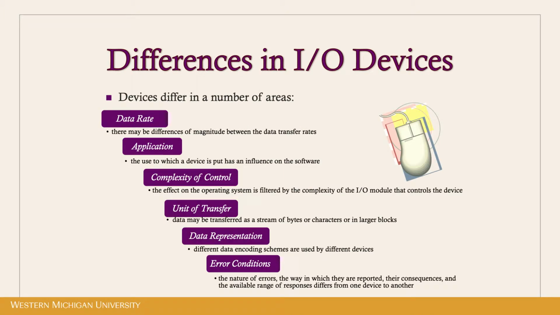Now, there are several differences in I/O devices, and they differ in a number of areas. Data rate, the kind of application they use, the complexity of control. A mouse is very simple. Disk I/O, maybe not so much. The unit of transfer: are we talking a stream of bytes, characters, larger blocks? Data representation: we use different data encoding schemes for different devices. And we have error conditions. What kind of errors do we run into? How are they reported? What kind of consequences do they have?